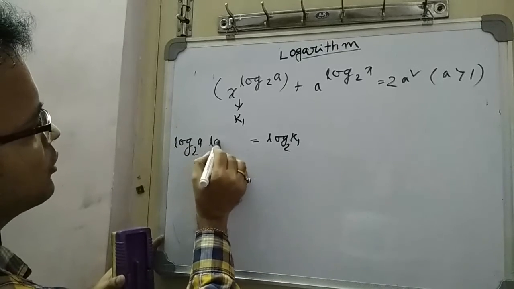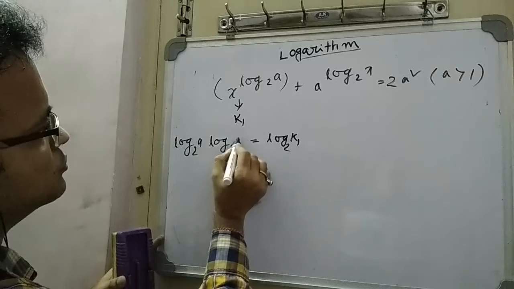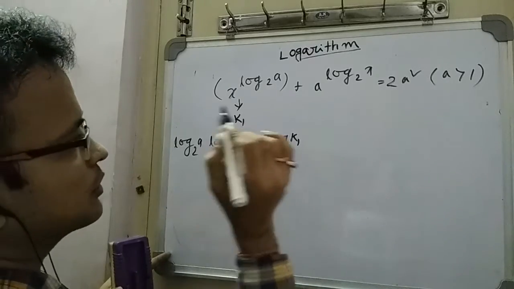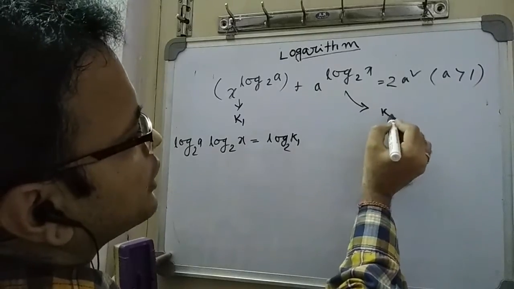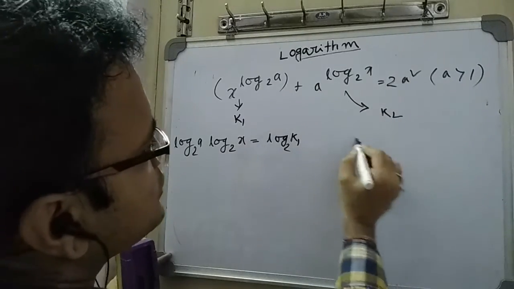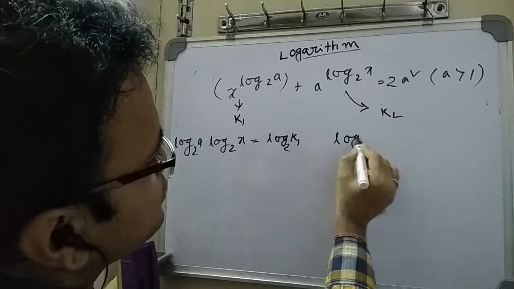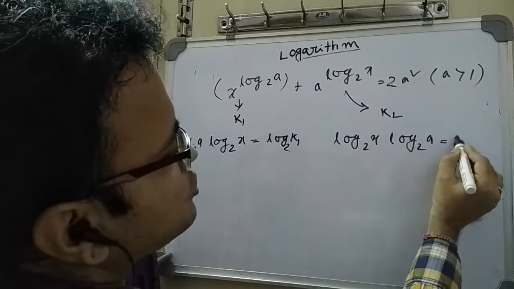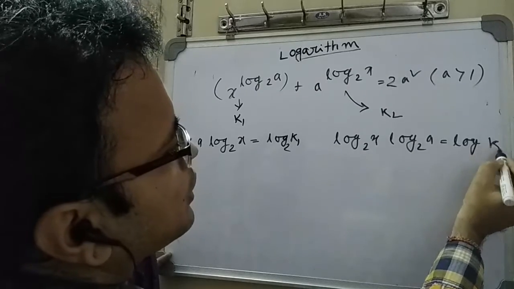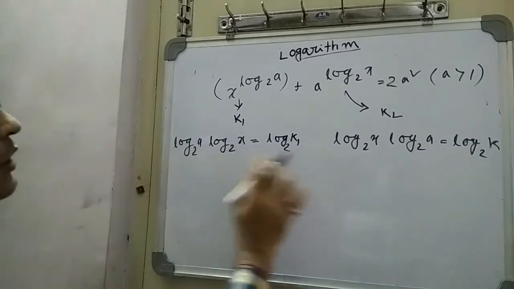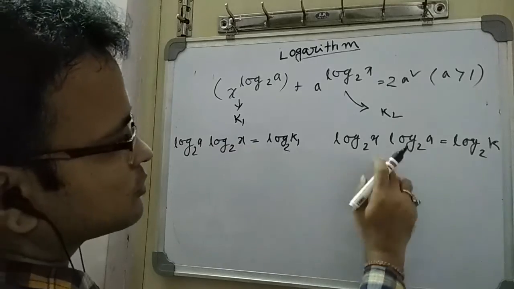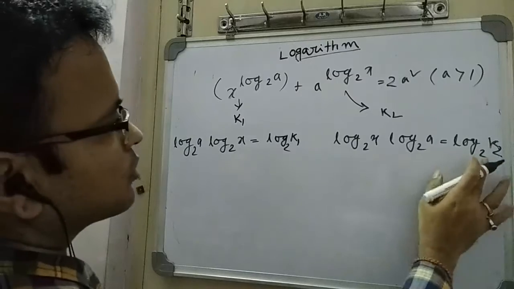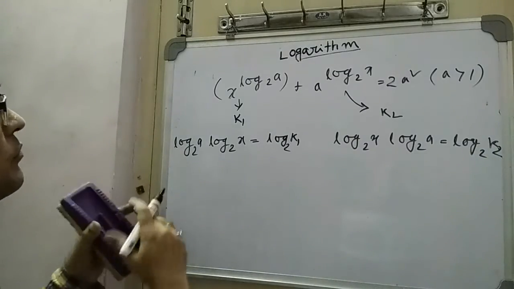I will take log to the base 2. So log a base 2, log x base 2, means log a log x equals log k1. Here you take k2. In the same way, take log on both sides, log x base 2, log a base 2 becomes log k base 2. See, log x log a equals log k1, log x log a equals log k2. So that means log k1 equals log k2, so k1 equals k2, simple.